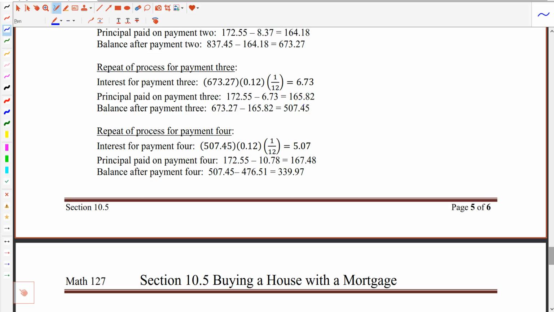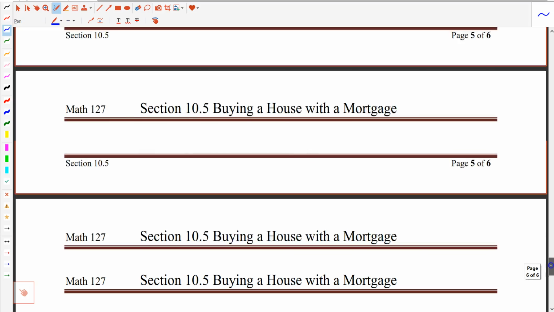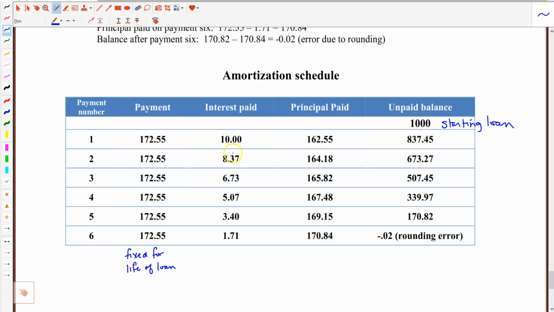As you're working through these calculations, I want you to notice a couple things in this table. Every time you send in a payment, because the loan is going down, the interest is going down. As I'm paying less interest, notice more of my payment goes toward paying down the principal. So in one column the amounts are going down, and in the other column the amounts are going up.